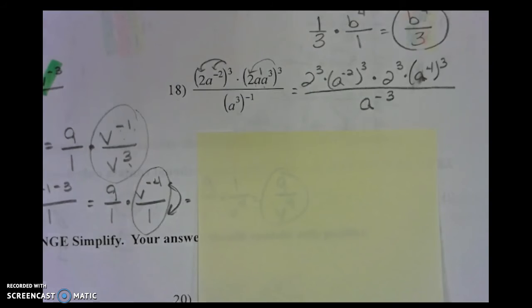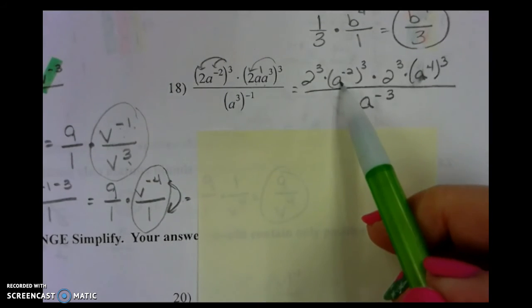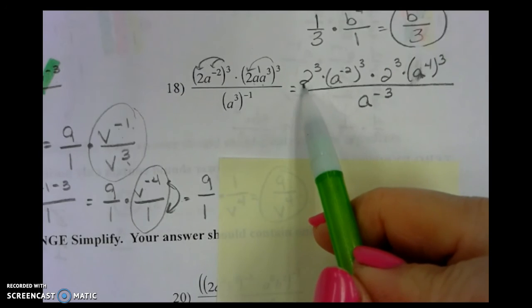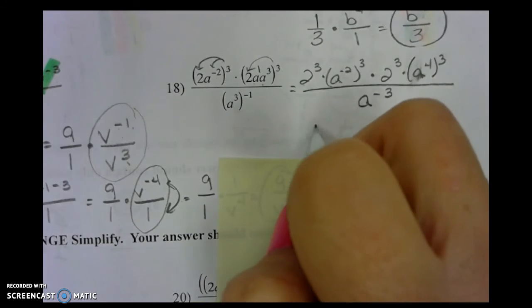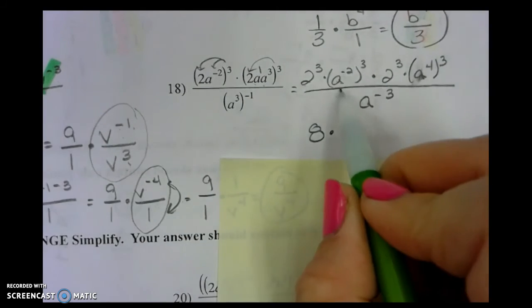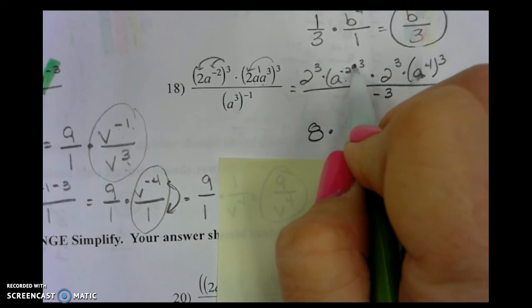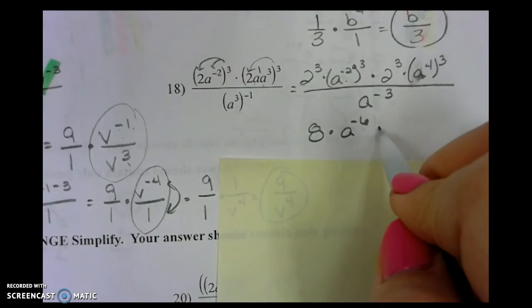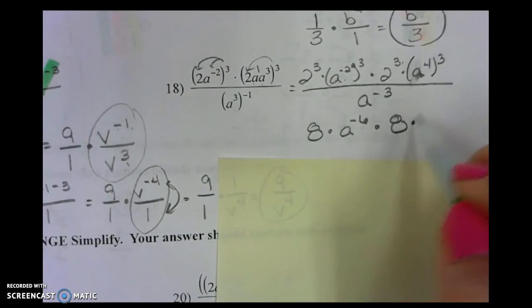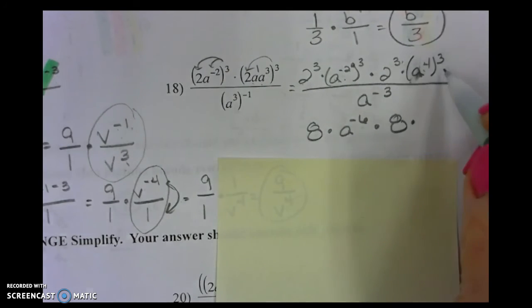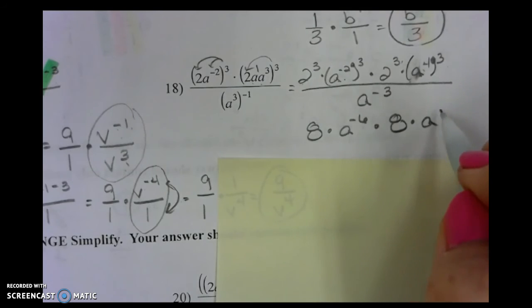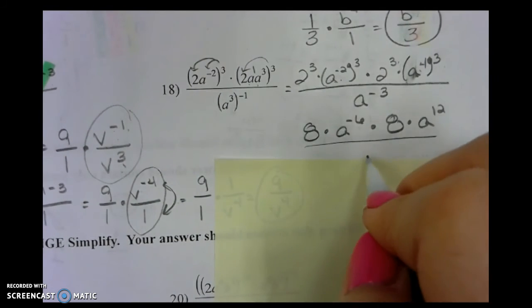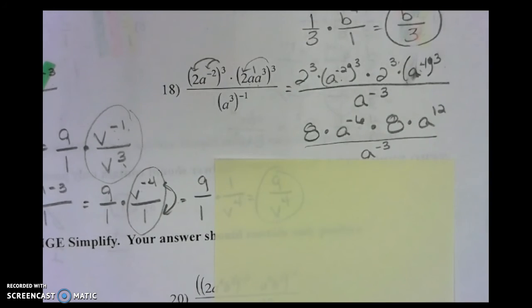Now I'm going to go through and see what else I can simplify using that power rule. And I can do my coefficients. 2 to the third is 2 times 2 times 2, which makes 8. A to the negative 2 to the third becomes a to the negative 2 times 3, which is a to the negative 6. 2 to the third is 8. A to the fourth to the third becomes a to the 4 times 3, which is a to the 12. A to the negative 3 is still patiently waiting in the denominator for us to deal with it.